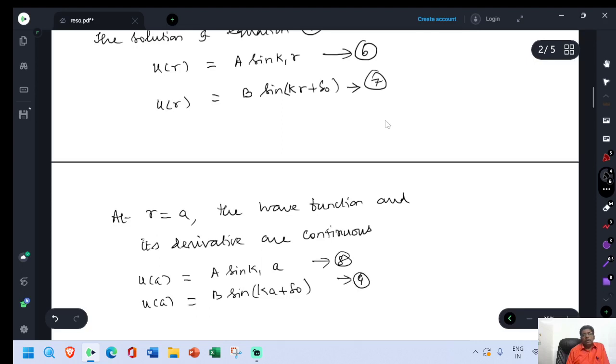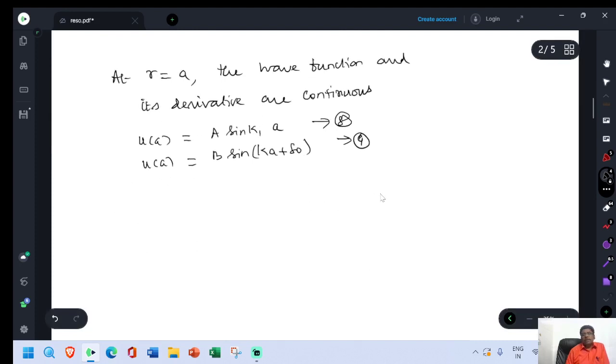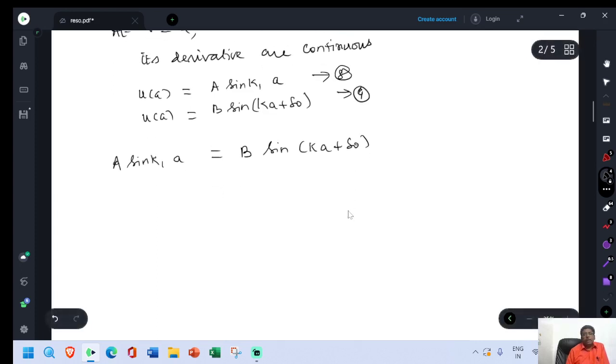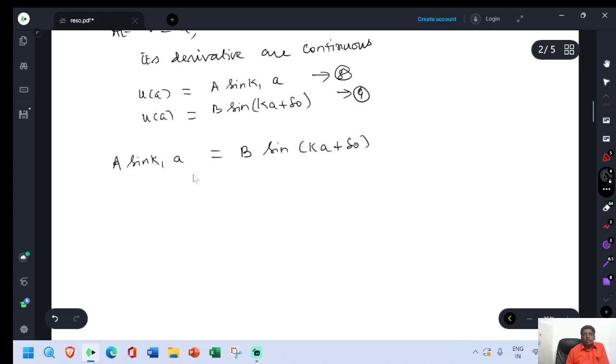At r equal to a, the wave function and its derivative are continuous, which means that A sin k1a equals B sin of ka plus delta 0. This is the meaning of continuity. At r equal to a, the wave function is continuous. See here, this is one wave function, this is another. These are continuous, and their derivatives are also continuous. Now make the differentiation of this. This is equation 10.